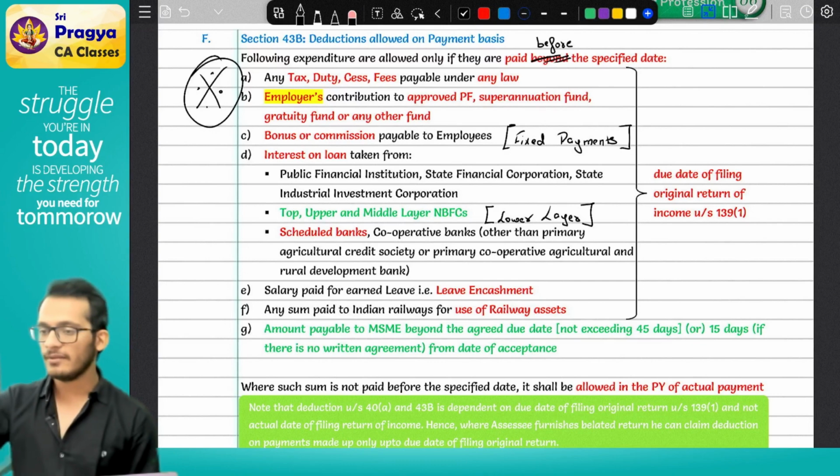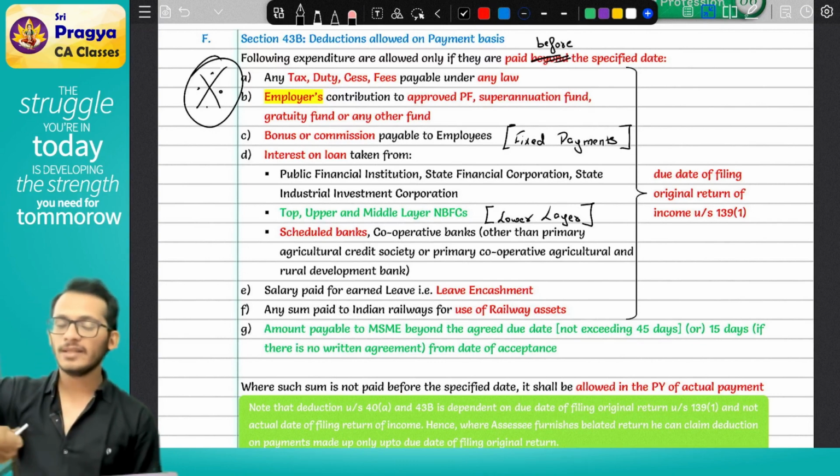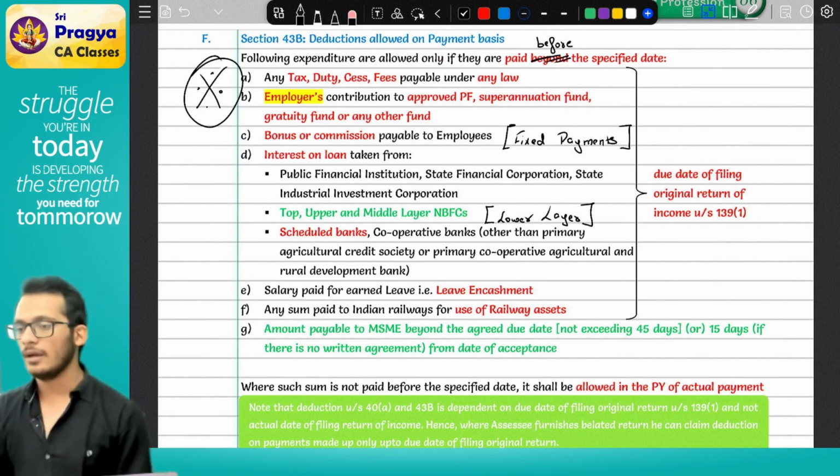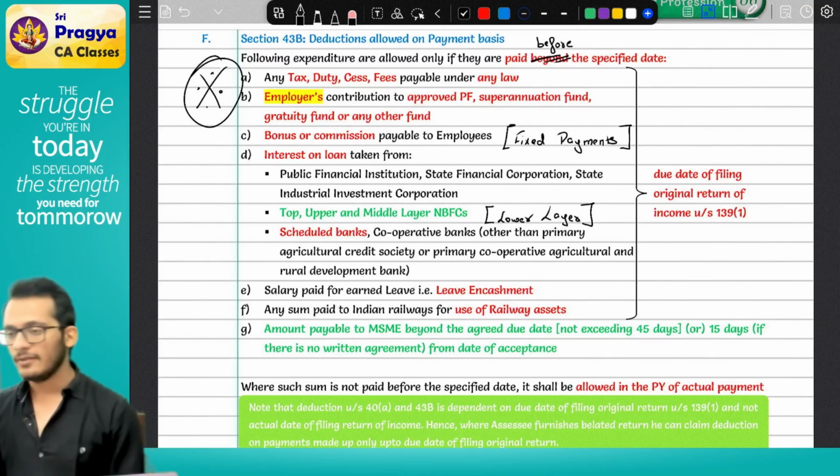to MSME, please make the payment within the due date of the contract. If you don't make the payment within the due date of the contract, next day it will be disallowed and will be allowed in the year of payment.